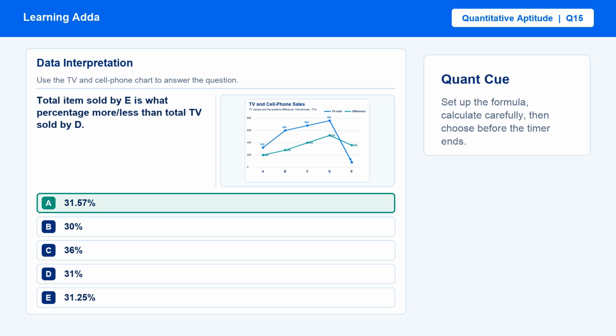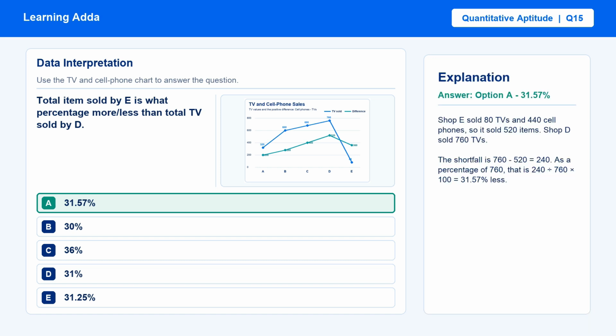The answer is option A, 31.57%. Shop E sold 80 TVs and 440 cell phones, so it sold 520 items. Shop D sold 760 TVs. The shortfall is 760 minus 520, which is equal to 240. As a percentage of 760, that is 240 divided by 760 multiplied by 100, which is equal to 31.57% less.